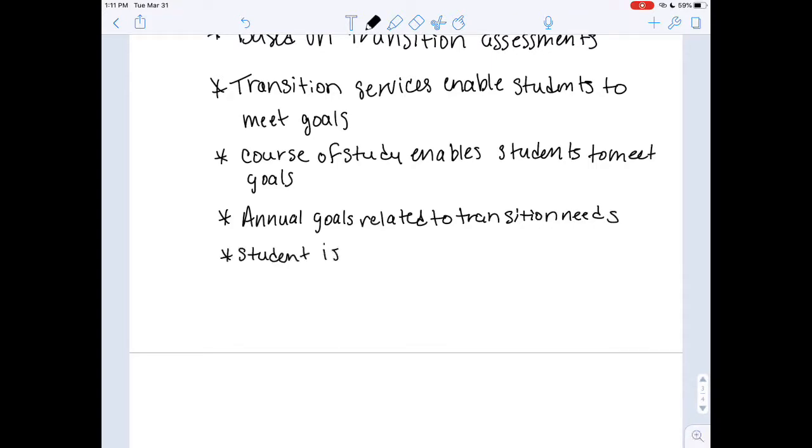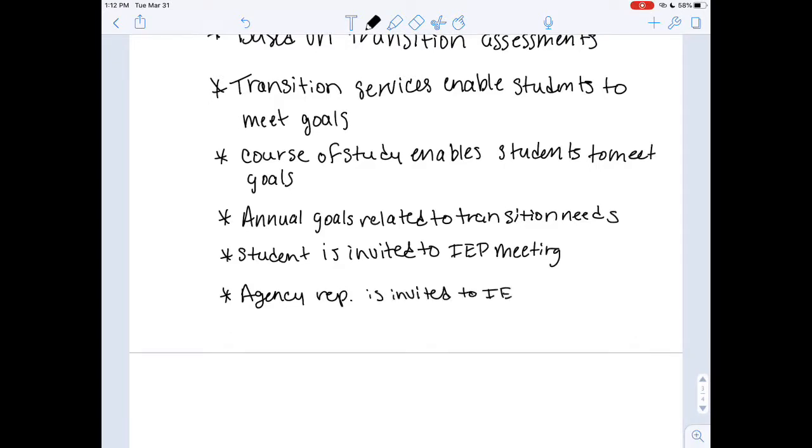The student is invited to IEP meetings, and it has to be evident on the IEP that this happened. And then there also has to be proof that, if applicable, any agency representatives were invited to the IEP meetings.